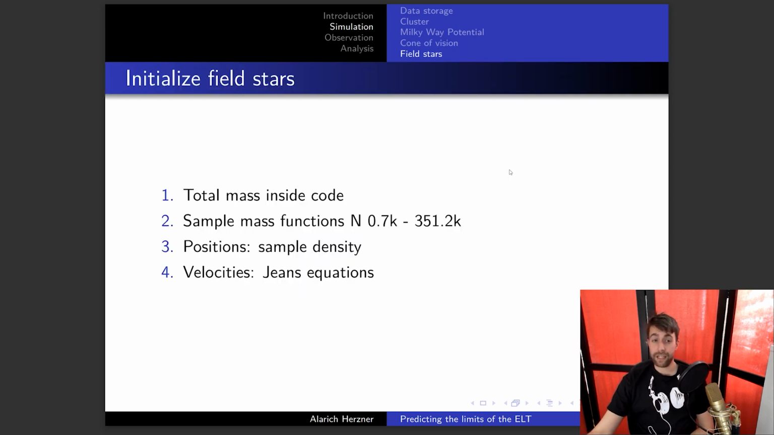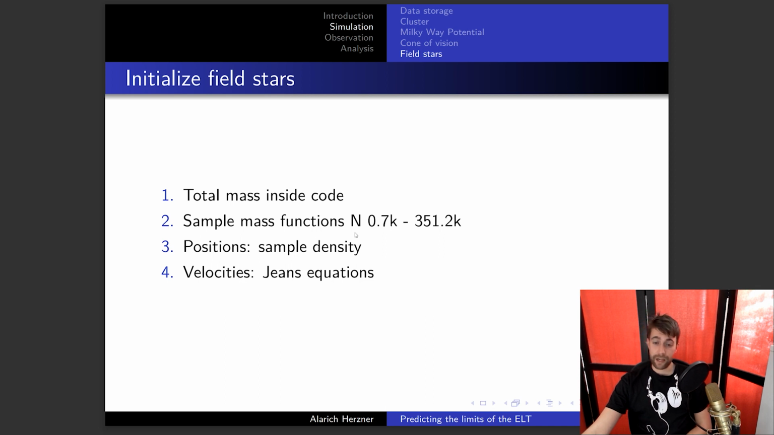After we have initialized those field stars, right? Well, actually, how do we even initialize those field stars inside this cone of vision? So first of all, we determine with integration the total mass from the densities described earlier. We calculate the total mass of all the field stars inside this cone. And then we sample mass functions. You remember this initial mass function earlier. We sample individual star masses from these functions until we end up at this total mass.